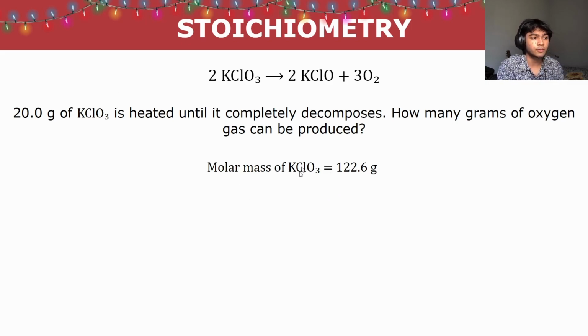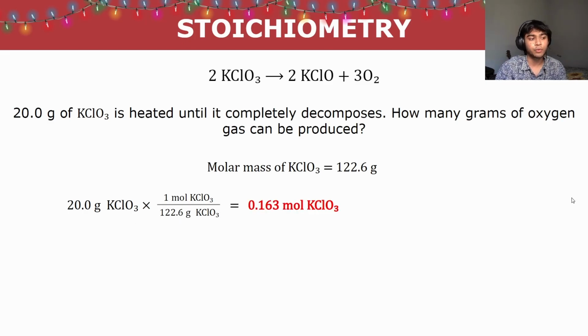We know that the molar mass of potassium chlorate is 122.6 grams. So 20 grams of potassium chlorate, if we divide that by the molar mass, is 0.163 moles of potassium chlorate. Getting the number of moles is really helpful because now we can relate the stoichiometric coefficients. We know that oxygen and potassium chlorate are in a 3:2 ratio. So if you multiply this number by the ratio, 3 moles of oxygen per every 2 moles of potassium chlorate, you produce 0.245 moles of oxygen.